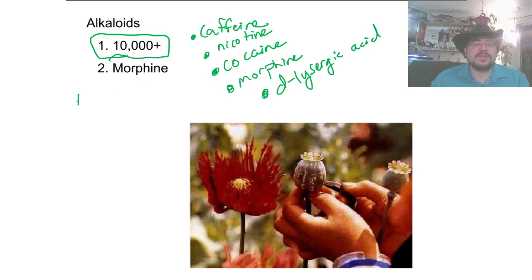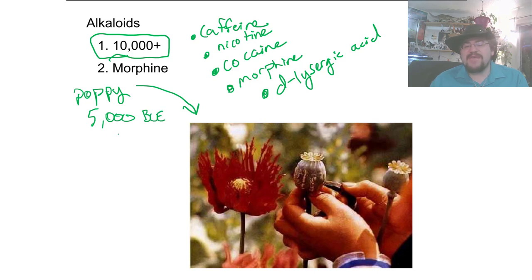So, morphine is a product of the poppy, right? As far back as 5,000 BCE, we have evidence of people cultivating poppies and using them recreationally. In fact, the poppy is one of the most infamous flowers in the history of mankind because not a lot of other plants have had wars fought over them. Right? People have fought wars to secure supplies of poppies. People have subjugated others. Right? So it's a pretty fascinating thing.